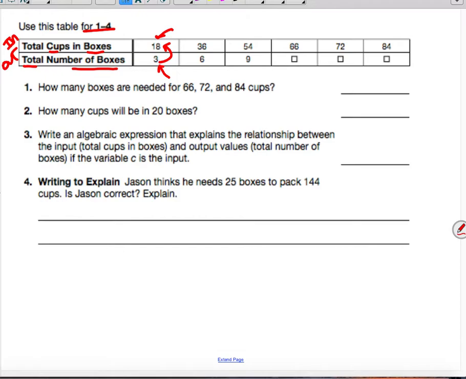If you have 36 cups, you're going to need 6 boxes. If you have 54 cups, you're going to need 9 boxes. Number 1 says, how many boxes are needed for 66, 72, and 84 cups? In this case, we're starting off with 66 cups, and we need to know how many boxes. This means you need to figure out what the relationship is from the input to the output.